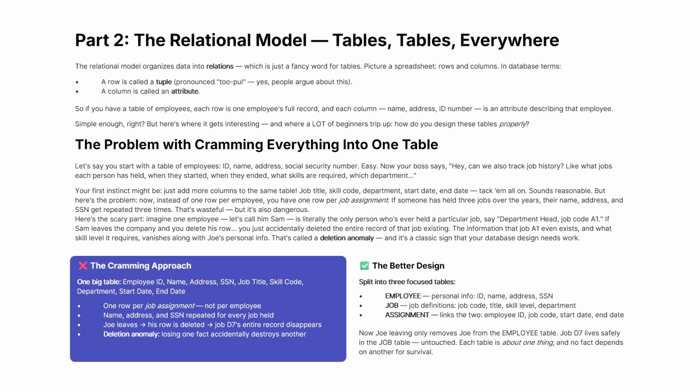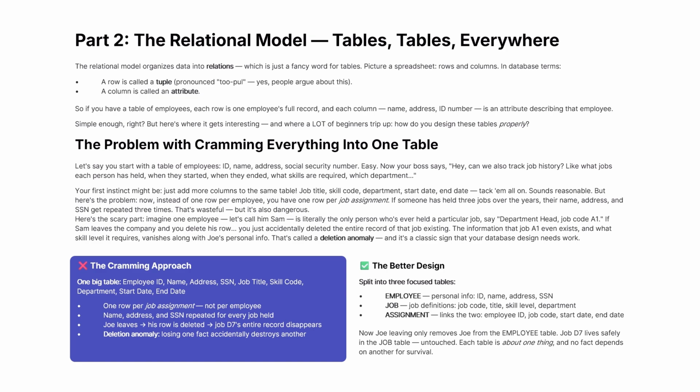But here's the problem. Now, instead of one row per employee, you have one row per job assignment. If someone has held 3 jobs over the years, their name, address, and SSN get repeated 3 times. That's wasteful, but it's also dangerous.